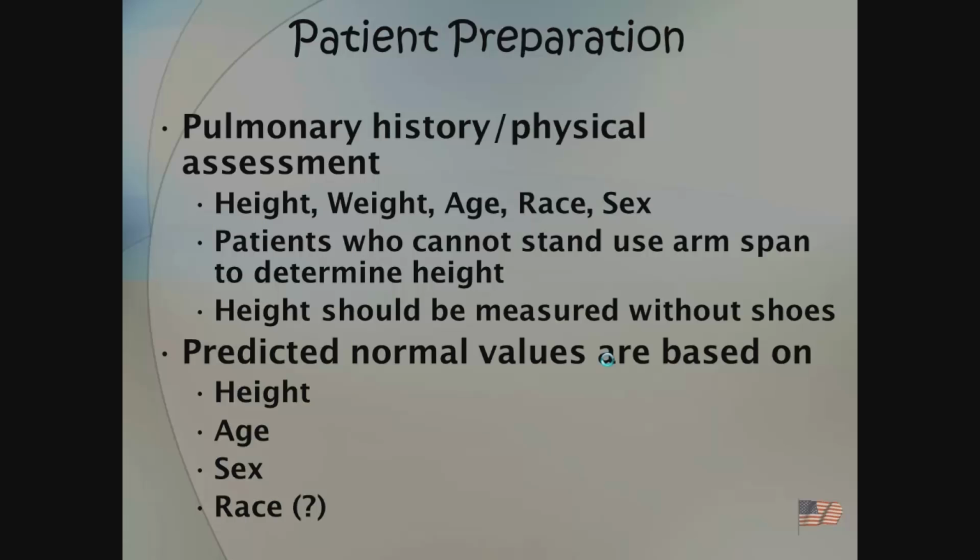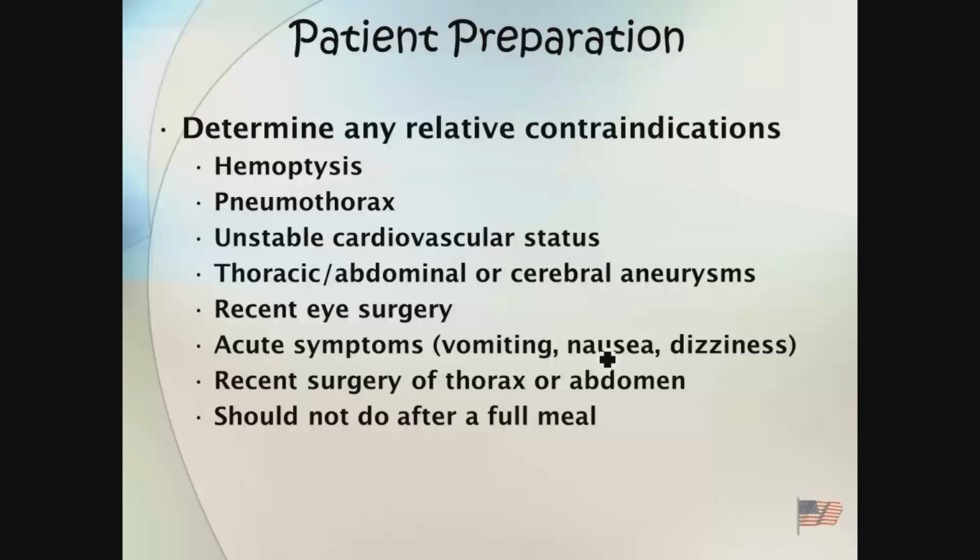And we talked about the predicted values prior. Relative contraindications to pulmonary function testing. If you're seeing somebody in the lab who's having hemoptysis, it could be an issue, but again, we want to be able to just document that. Shouldn't see anybody who's got pneumothoraces. Shouldn't see anybody who has unstable cardiovascular status. Hopefully those aren't the cases.